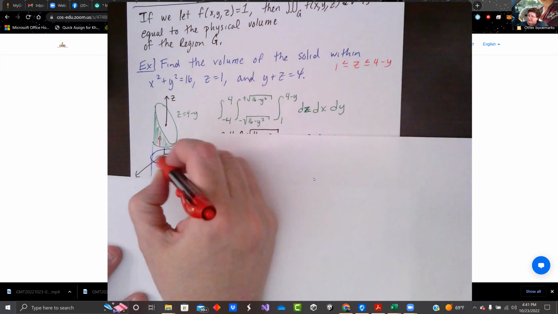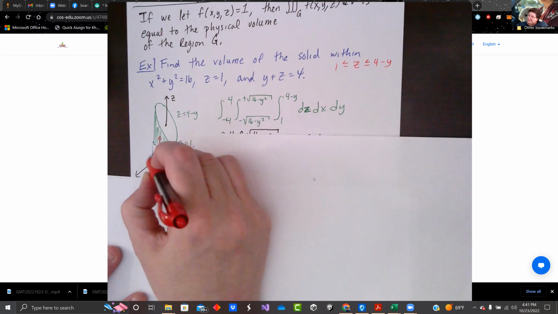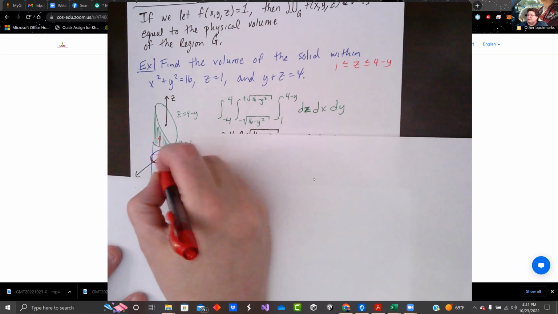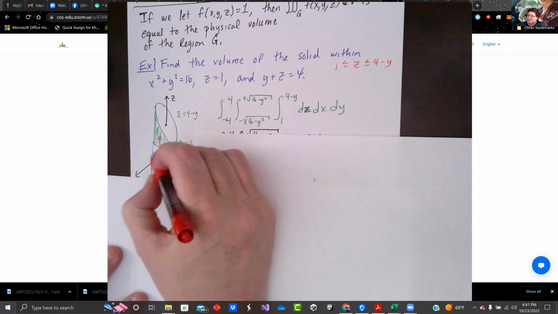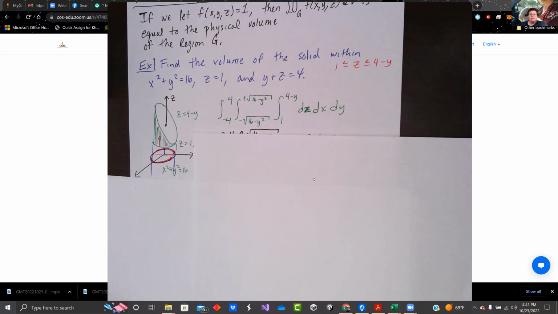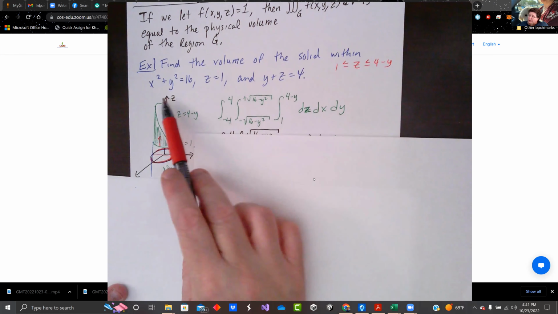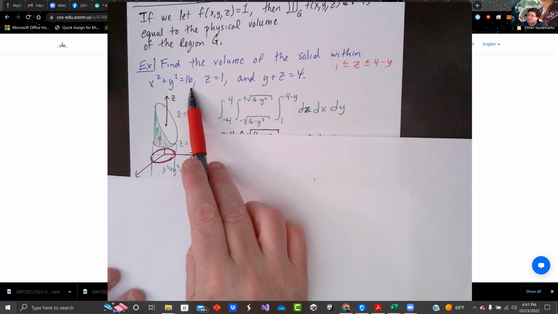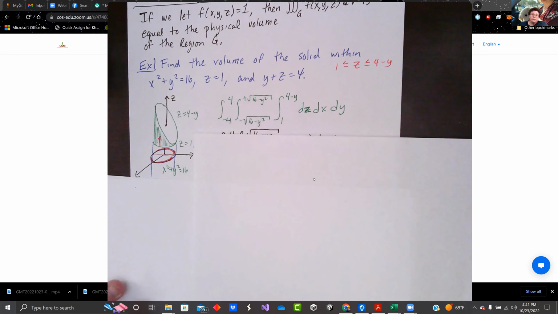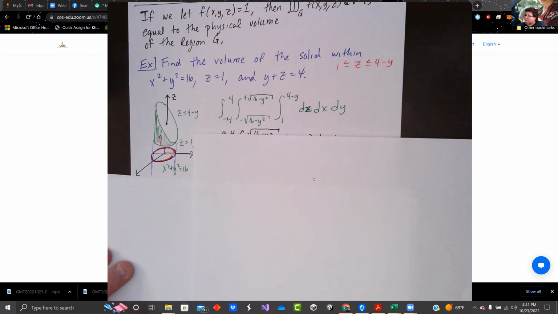We have a front half on this side, that's our square root of 16 minus y squared. And the lower boundary is the back half of the circle, the negative square root of 16 minus y squared. And finally, when x equals 0, we see that y squared equals 16, so y equals 4. We're going from negative 4 to 4 for our y component.